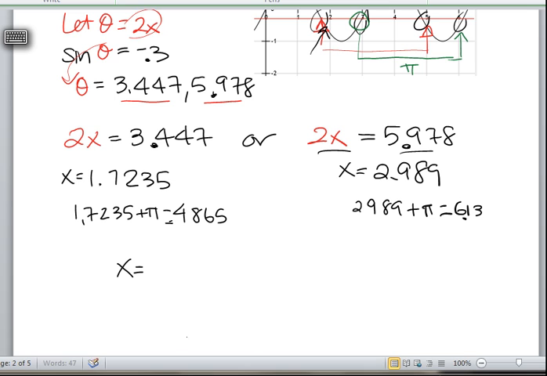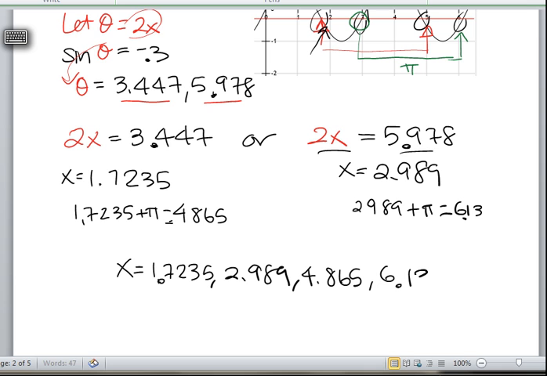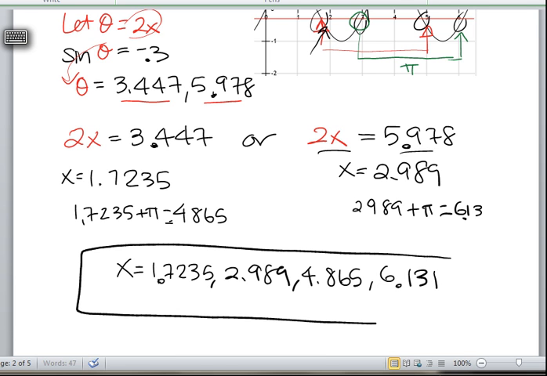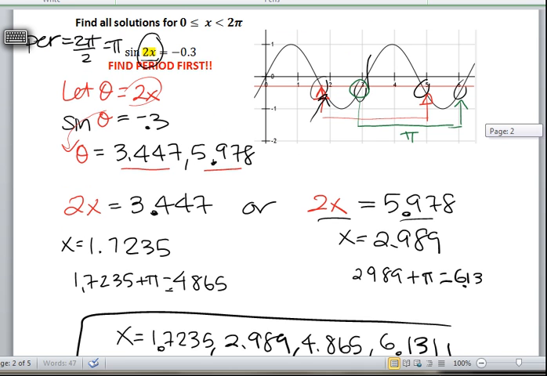x is equal to, and you should put them in order, 1.7235, or 2.989, or 4.865, or 6.131.